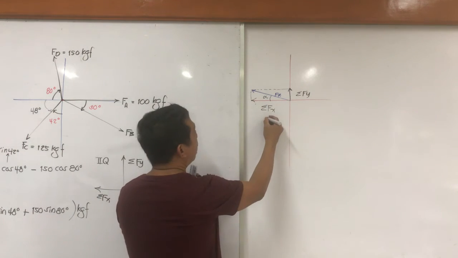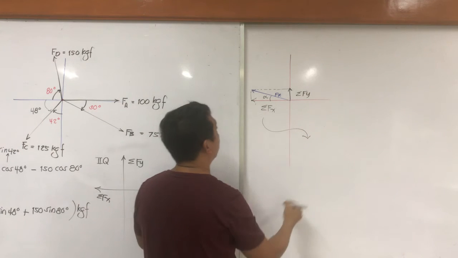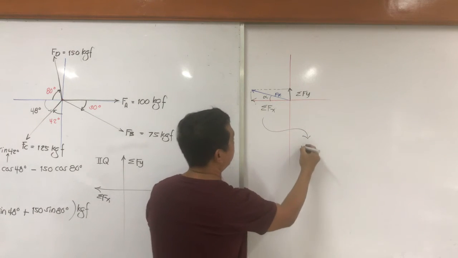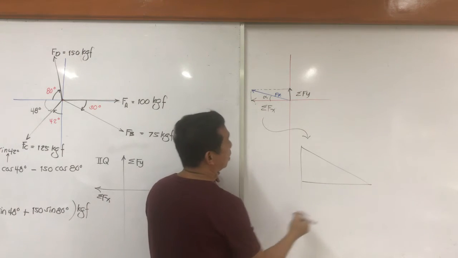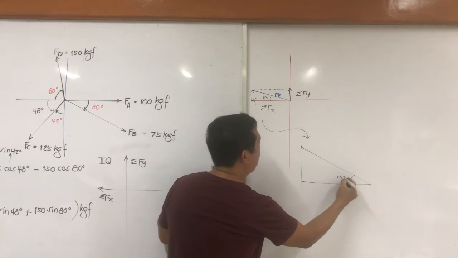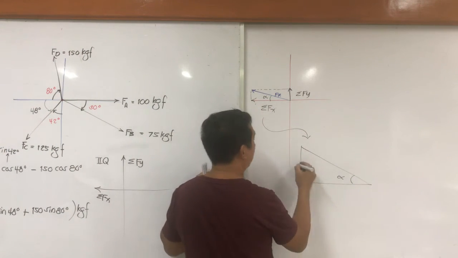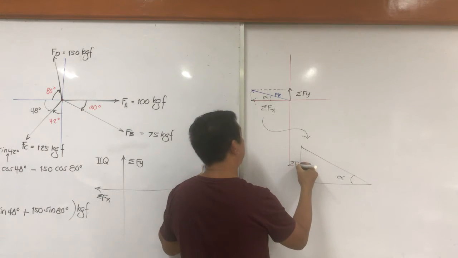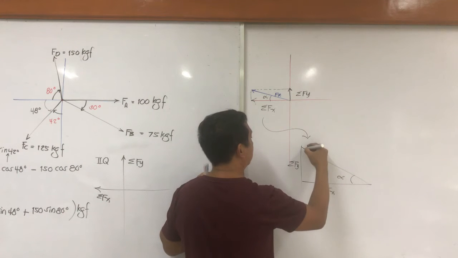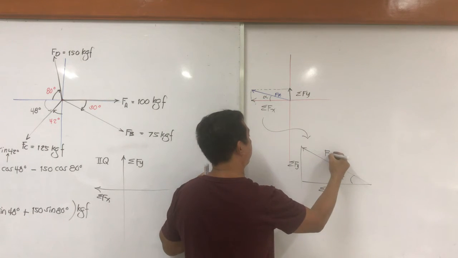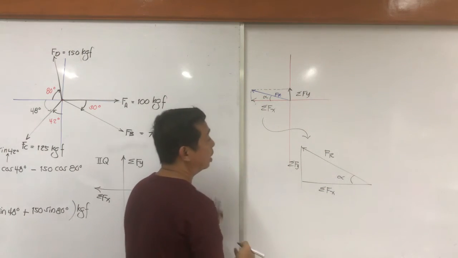Lalabas na yung triangle na nasa baba. Pag kinuha natin yan, ito yan. This is your angle that is alpha. Ito ang mirror image ng Y. Ito ang summation of forces sa X. You will now be able to solve for your FR.